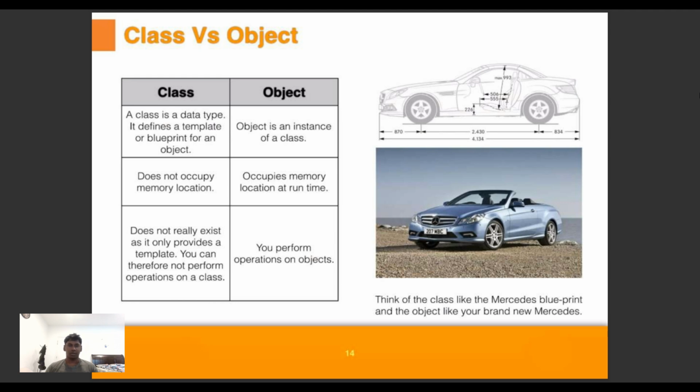Here are some differences between classes and objects. A class is a data type. It defines a template or blueprint for an object, whereas an object is an instance of a class. Classes do not occupy memory location, whereas objects occupy memory location at runtime. Classes do not really exist as it only provides a template. You can therefore not perform operations on a class. However, you can perform operations on objects.